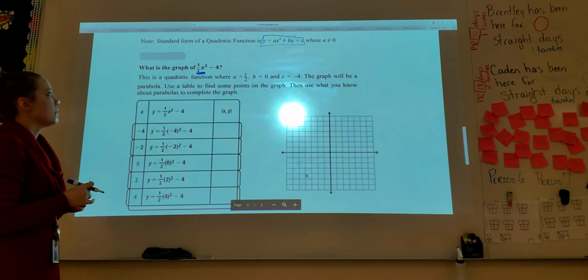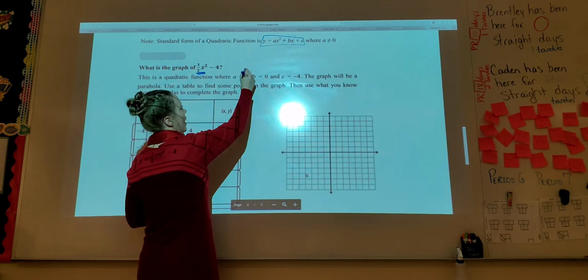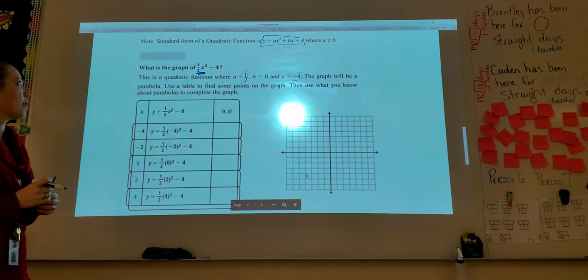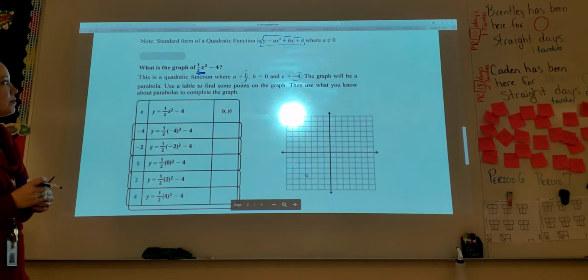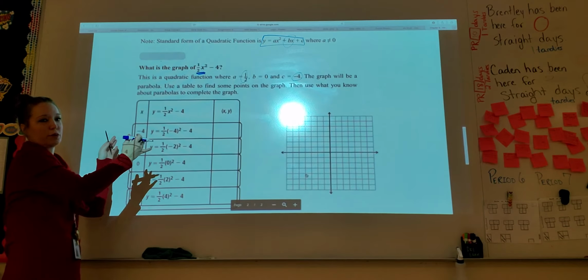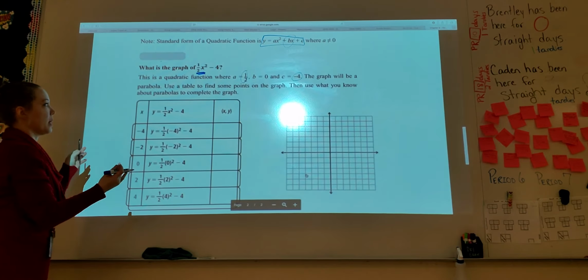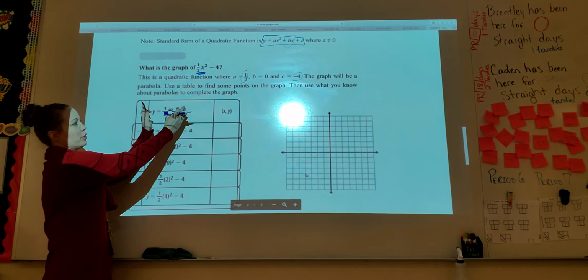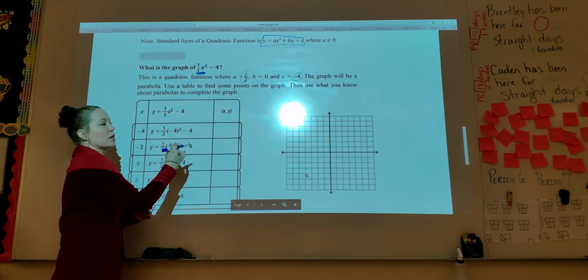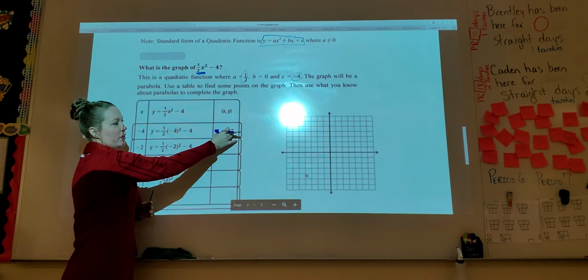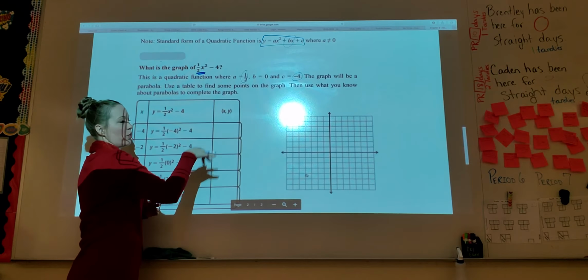So it says, this quadratic function, you've got your a is 1/2, b is 0, and c is -4. Just identifying that. And then the graph will be a parabola. Use a table to find some points in the graph. Then use what you know about parabolas to complete the graph. So basically, they've made this table for you. I don't know if you remember the function tables that we would make when we first started graphing linear equations, where you had your x that you selected, you put your equation in here, and then you had your y. This is slightly different because we're going to get our y here, and then we're just going to put our x and y together here, our ordered pair, so we just plot these points.